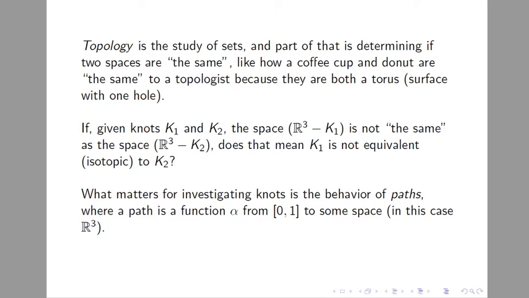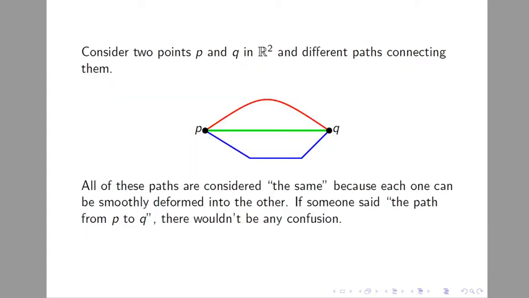And to do this, we must first introduce the concept of a path. If we have two points in R2, like shown here, although there are many paths you can take from one to the other, they ultimately aren't that different. In other words, if I said the path from P to Q, there wouldn't be much confusion because ultimately it doesn't make too much of a difference which path is taken.